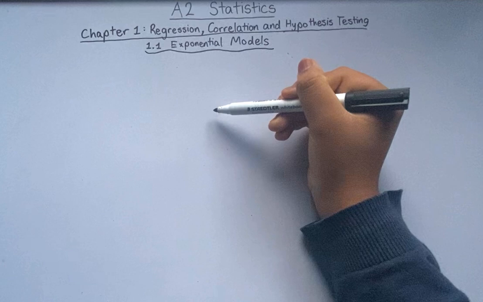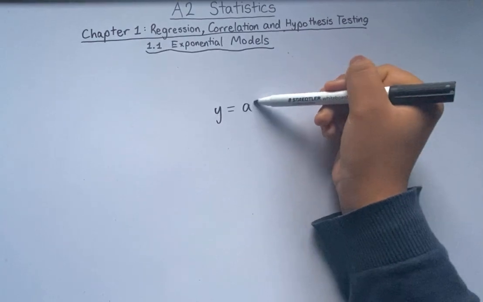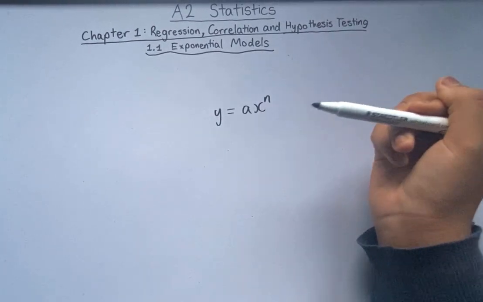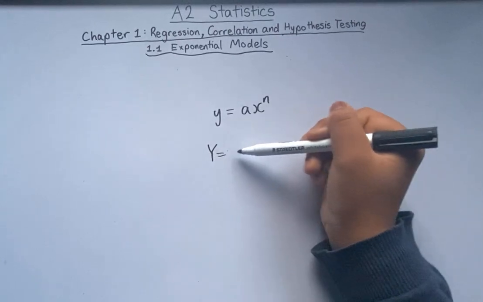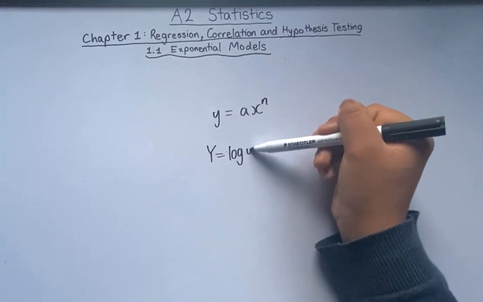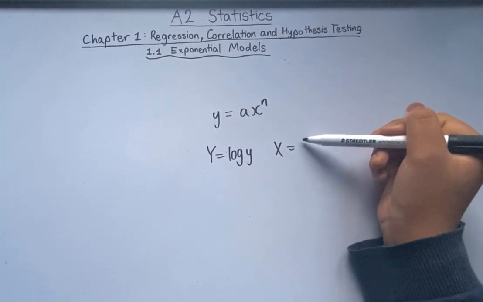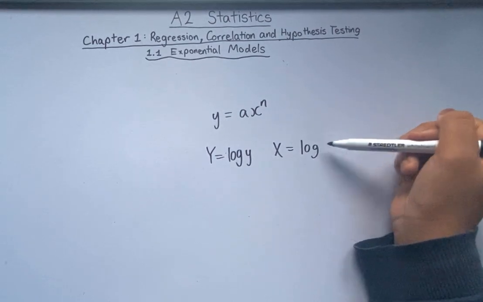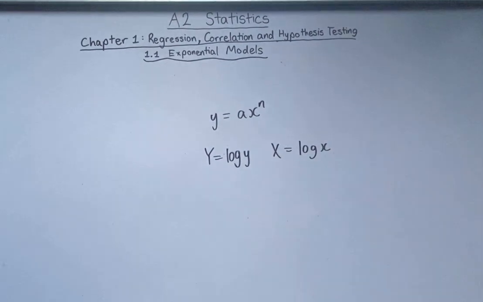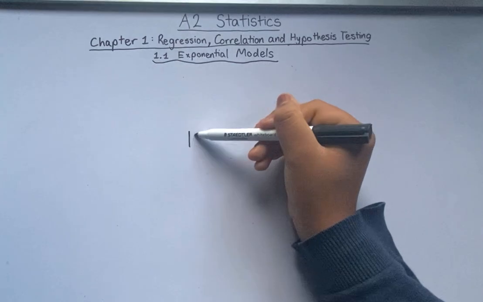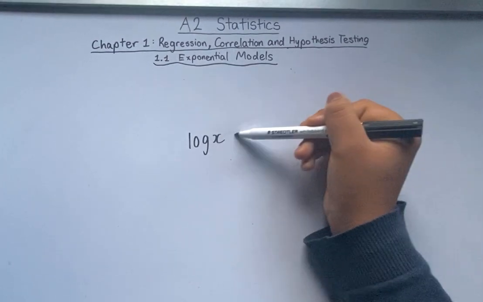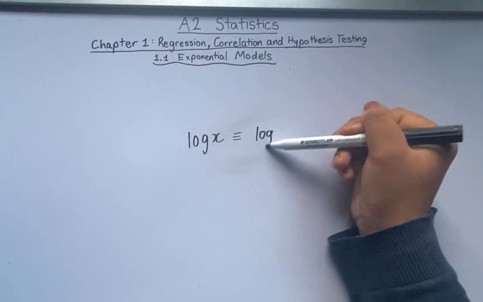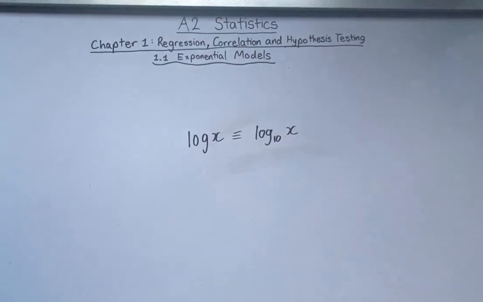If data can be modeled as y equals ax to the power of n, you can use the coding y is equal to log y and x is equal to log x to get a linear relationship. In statistics, the log of a number usually represents the log with base 10 of that number.